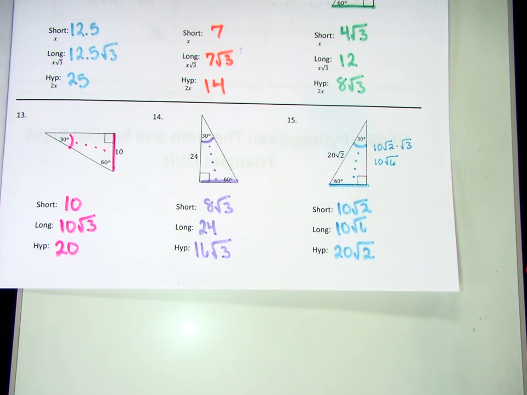If you have a 45, 45, 90 attached to a 30, 60, 90, you're going to end up with square roots of 2s and 3s in the same type of problem. That's where you'll usually see something like this.